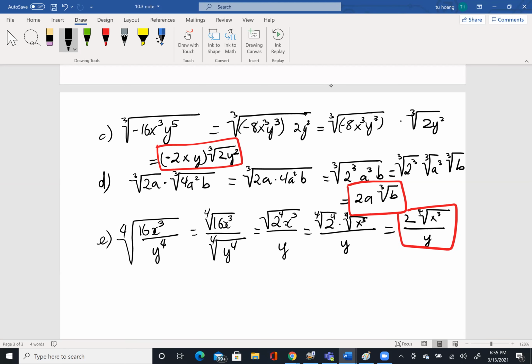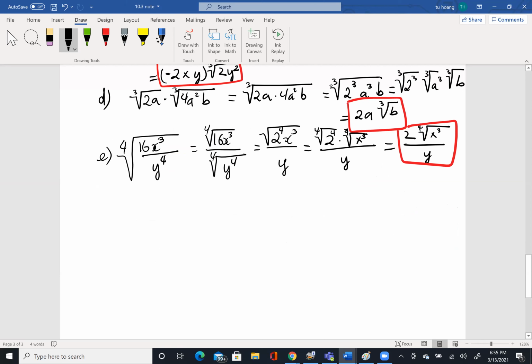I'm gonna have, let's see, maybe one more example. Let's do one more example. F: the square root of 5a squared divided by 8, multiplied by the square root of 5a to the power third times 2. Okay.